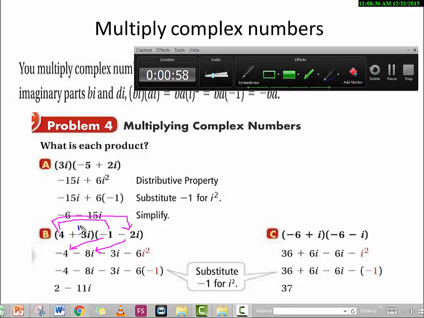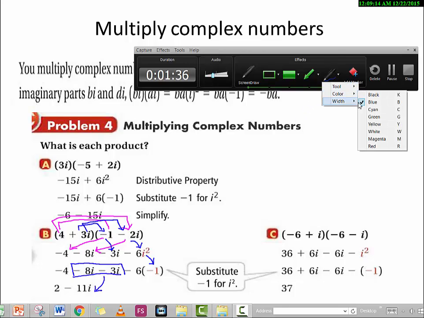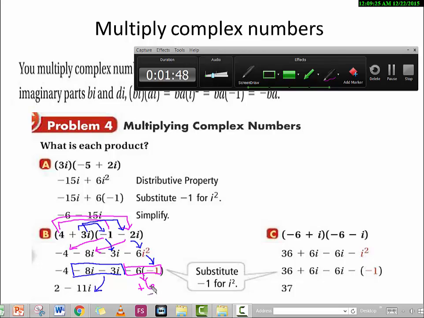So the next is plus 3i times -1, which we have -3i, and then plus 3i times -2i, we have minus 6i squared. So watch out here now. i squared, like I said before, is equal to -1. That's why you change i squared to -1. Now we just combine the like terms. -8i plus 3i, we have -5i. And then for this one, -1 times 6, we end up getting plus 6. So plus 6 minus 4, we got 2.